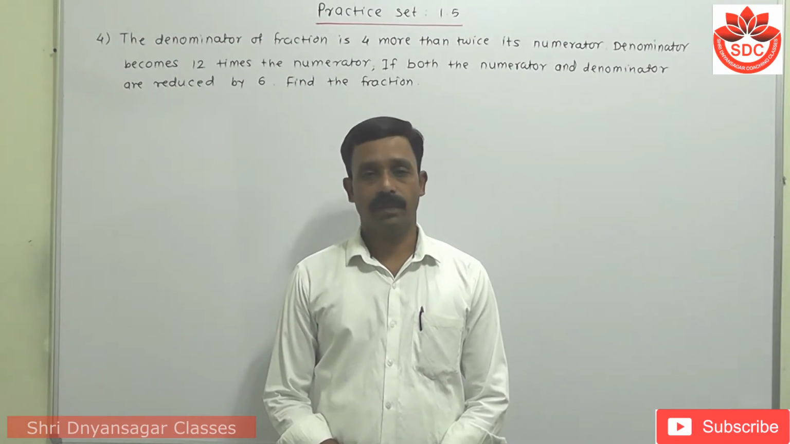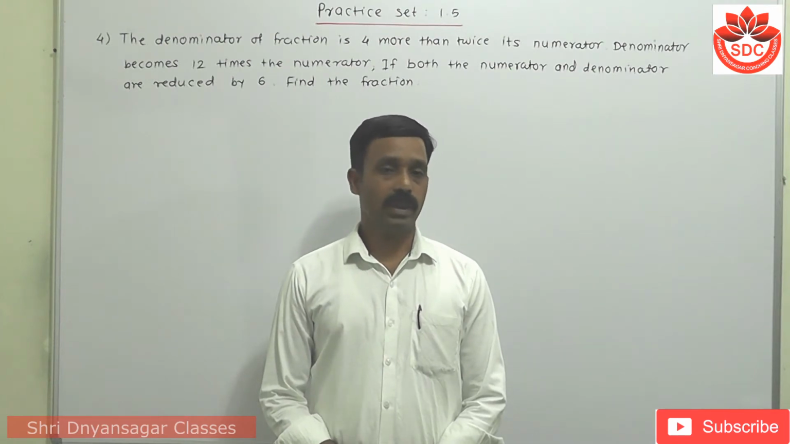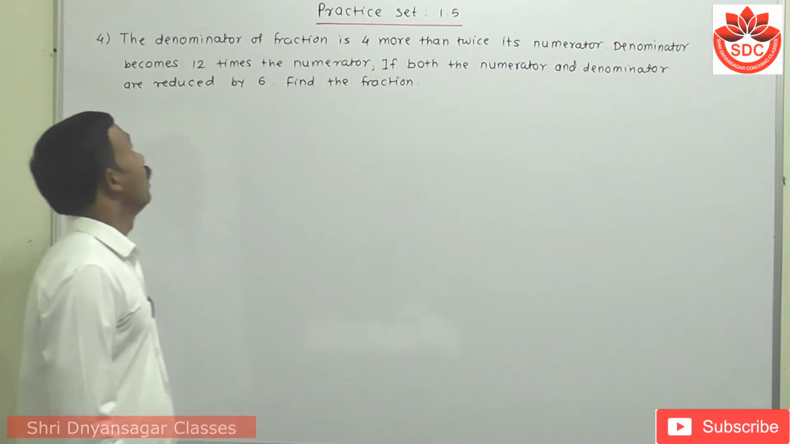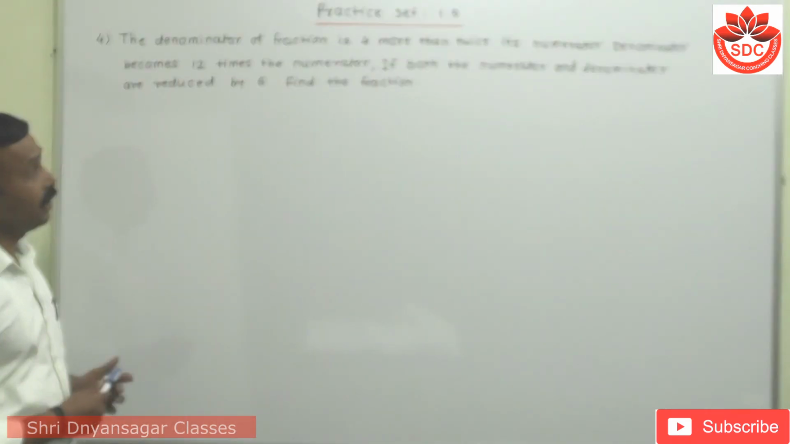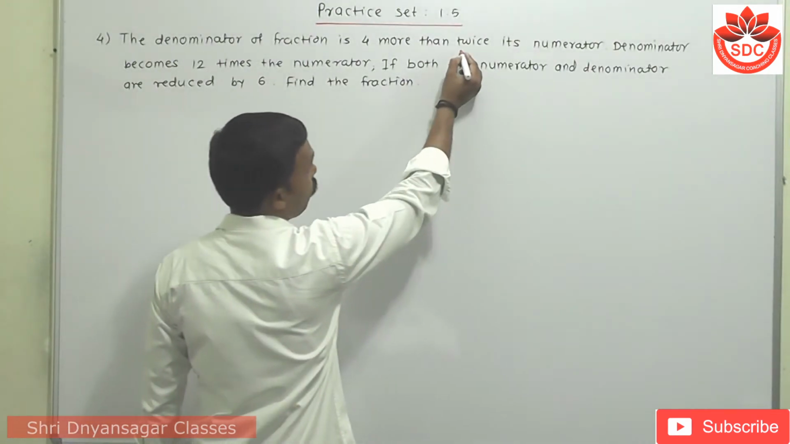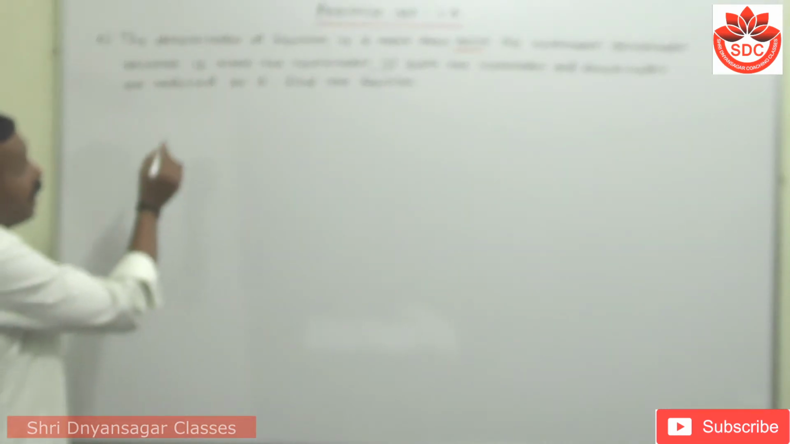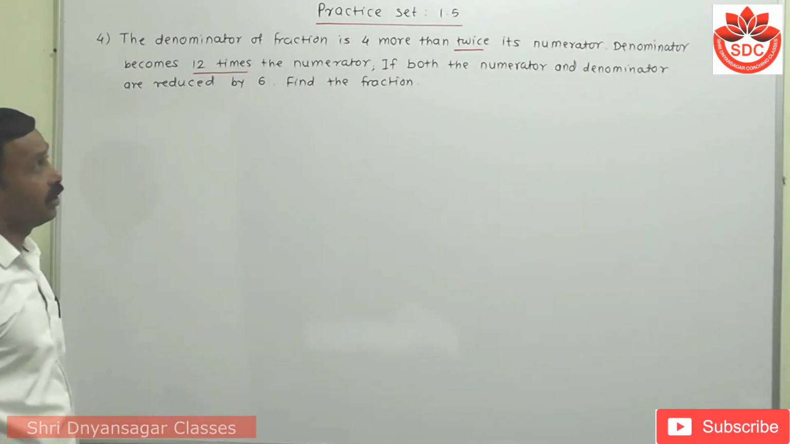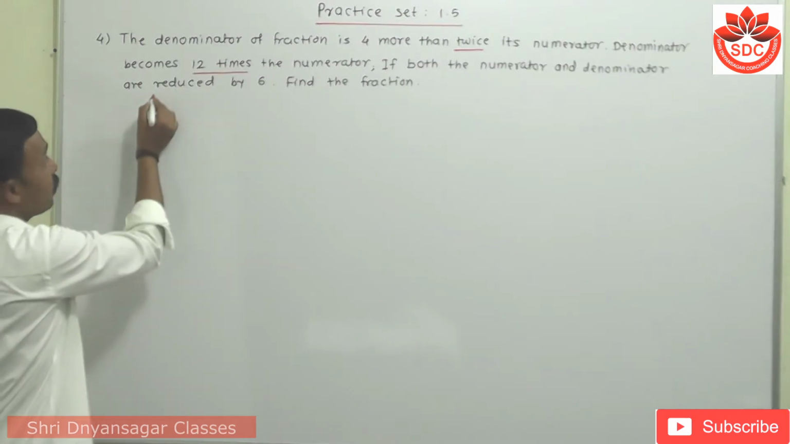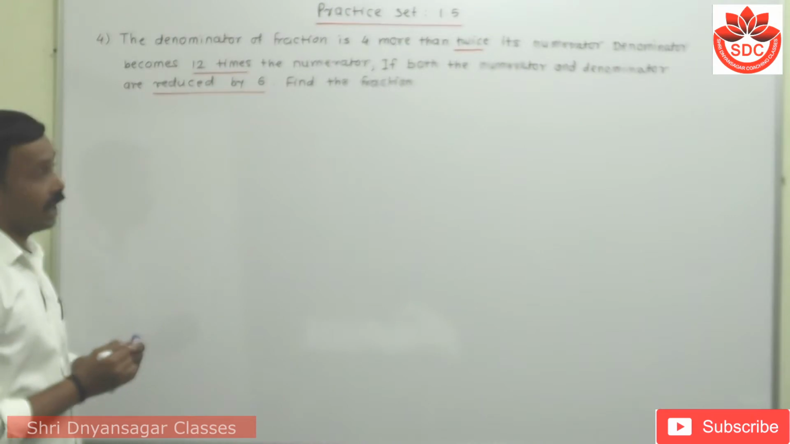Set 1.5. The next question, question number 4, which is also a most important question. Now here in this question, the denominator of a fraction is 4 more than twice the numerator. The denominator becomes 12 times the numerator if both the numerator and denominator are reduced by 6. Then find the fraction.